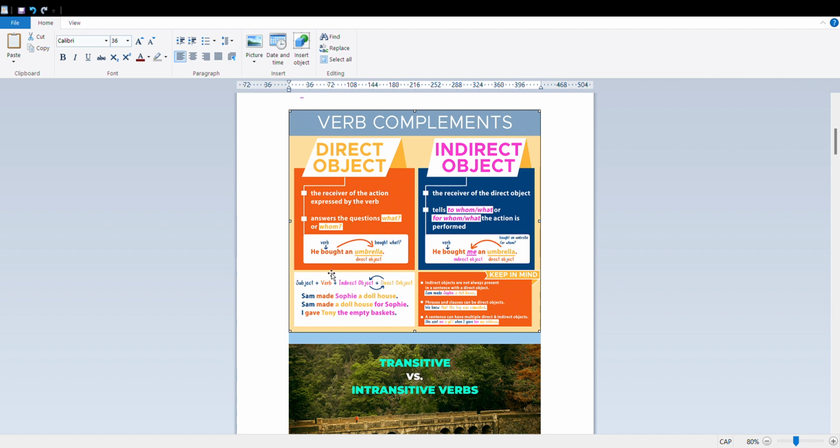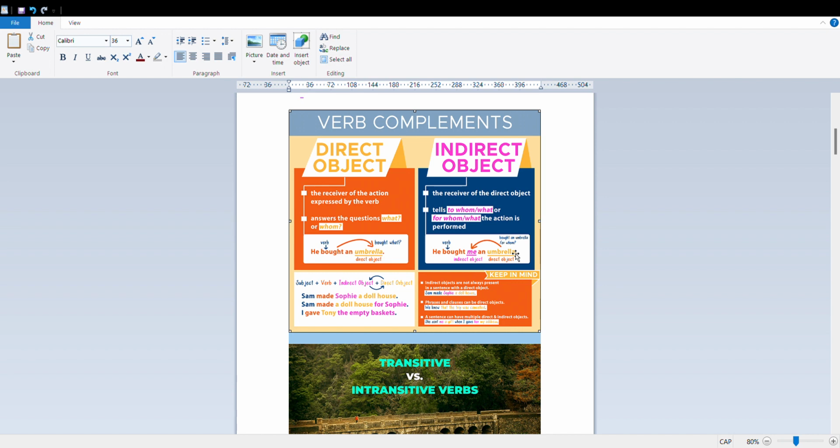Here, he bought an umbrella; for whom, we don't know. Now see here, he bought me an umbrella. He bought the umbrella to whom? He bought the umbrella to me. For me, he bought the umbrella. So me becomes the indirect object. And which is the direct object? The direct object remains the same, that is umbrella. And bought will be your verb.